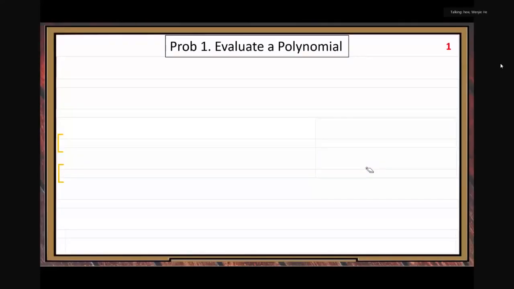Our computing problem number 1 for this class. That chessboard one, it's a simple example, so I do not count it as a computing problem we will do in this class. So this is the first computing problem in this class. Evaluate a polynomial.